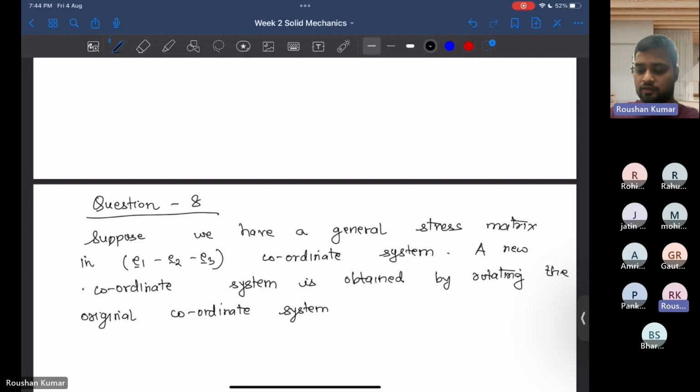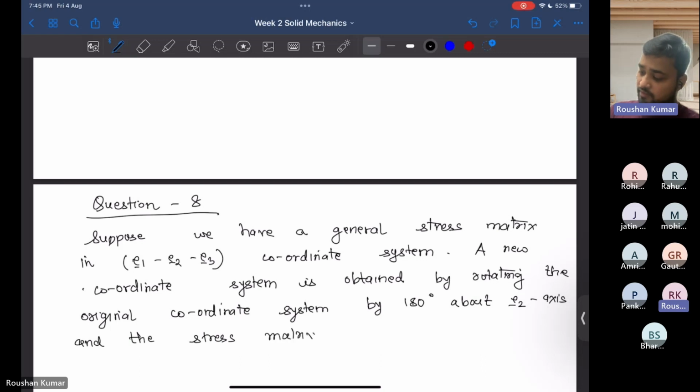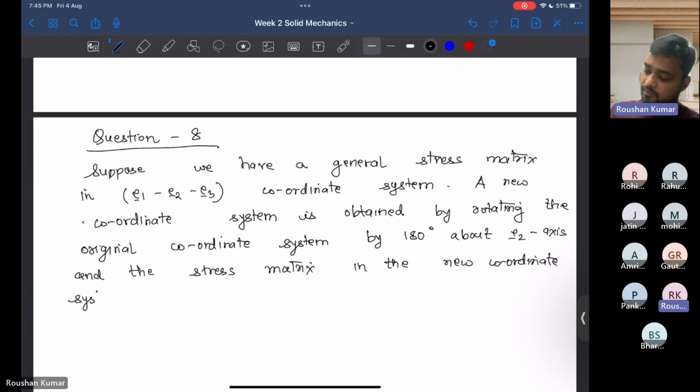So I am solving question number 8 right now. This question is, suppose we have a general stress matrix in E1, E2, E3 coordinate system. A new coordinate system is obtained by rotating the original coordinate system by 180 degree about E2 axis. Okay, and the stress matrix in the new coordinate system is evaluated. Which of the following statements is true? So we have 4 options. We have to find out which option is correct.